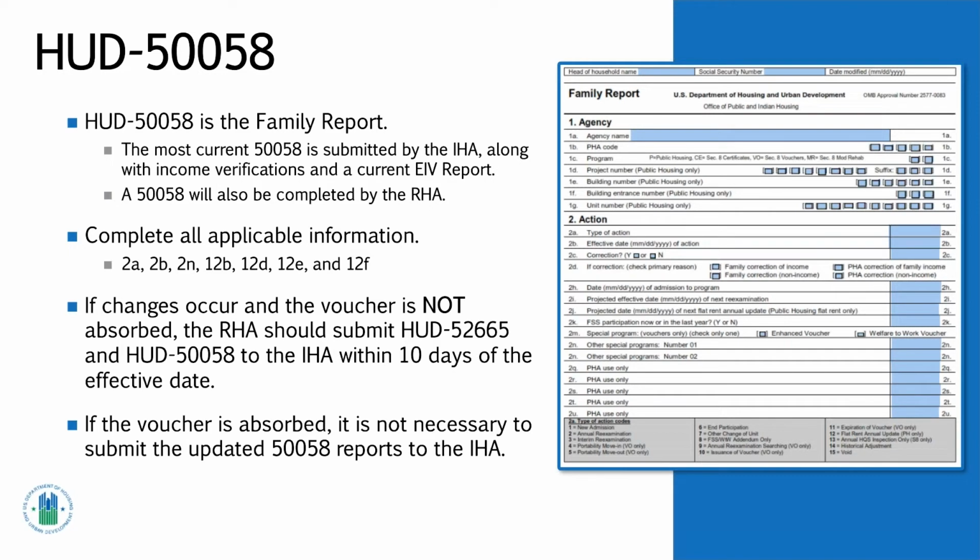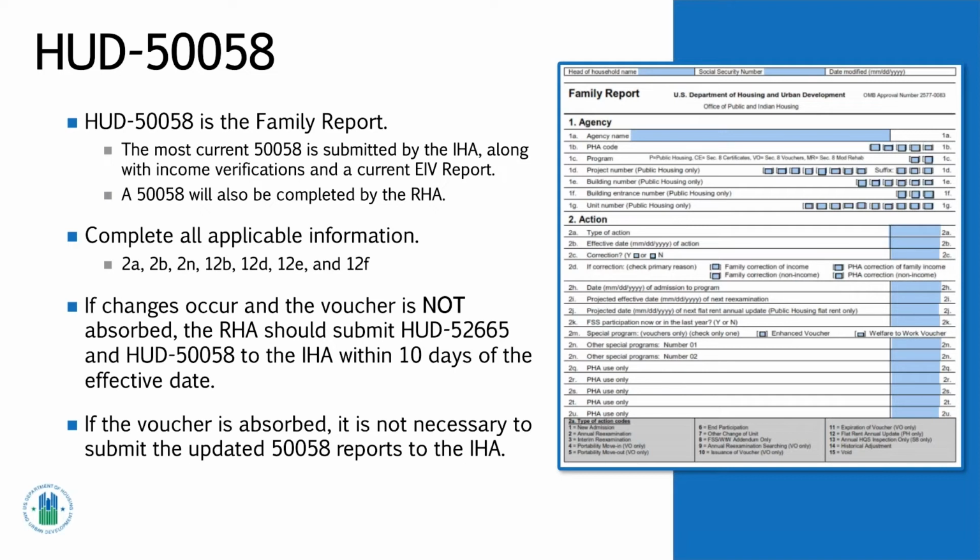If the portable family is a new admission, then the date of admission should be the date that the family leased up. So they ported in, they're an applicant, and they leased up on July 27th. That will be the date of admission. The voucher size of the family is shown on line 12A, and 12B is marked as yes, that the family is now moving into the unit.